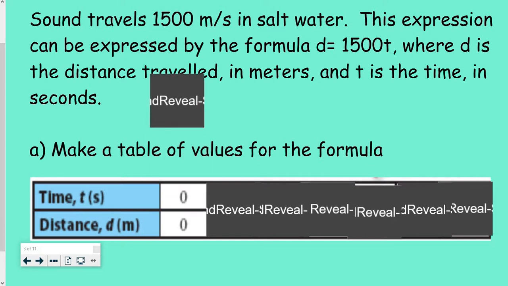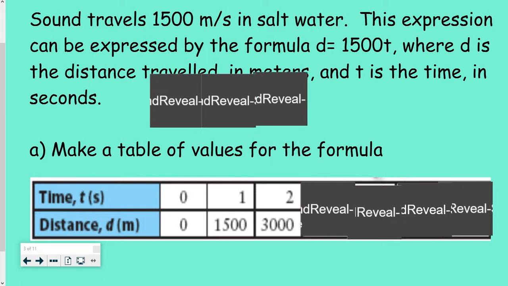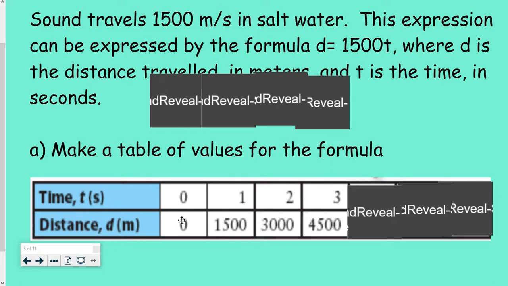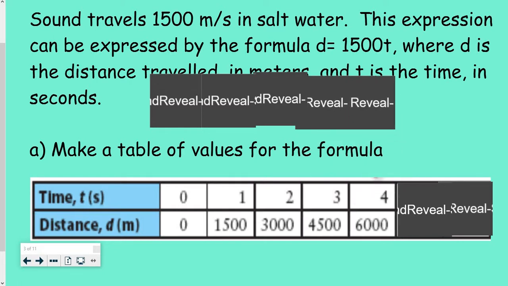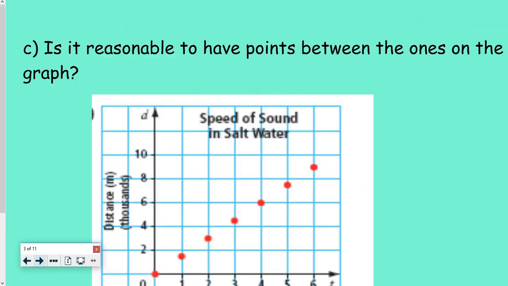So at 0 seconds, it's traveled 0, because 0 times 1,500 is 0. 1 times 1,500 is 1,500. 2 times 1,500 is 3,000. So in 2 seconds, it's going to travel 3,000 meters. In 3 seconds, 4,500. 4 seconds, 6,000. 5 seconds, 7,500. 6 seconds, 9,000, etc.